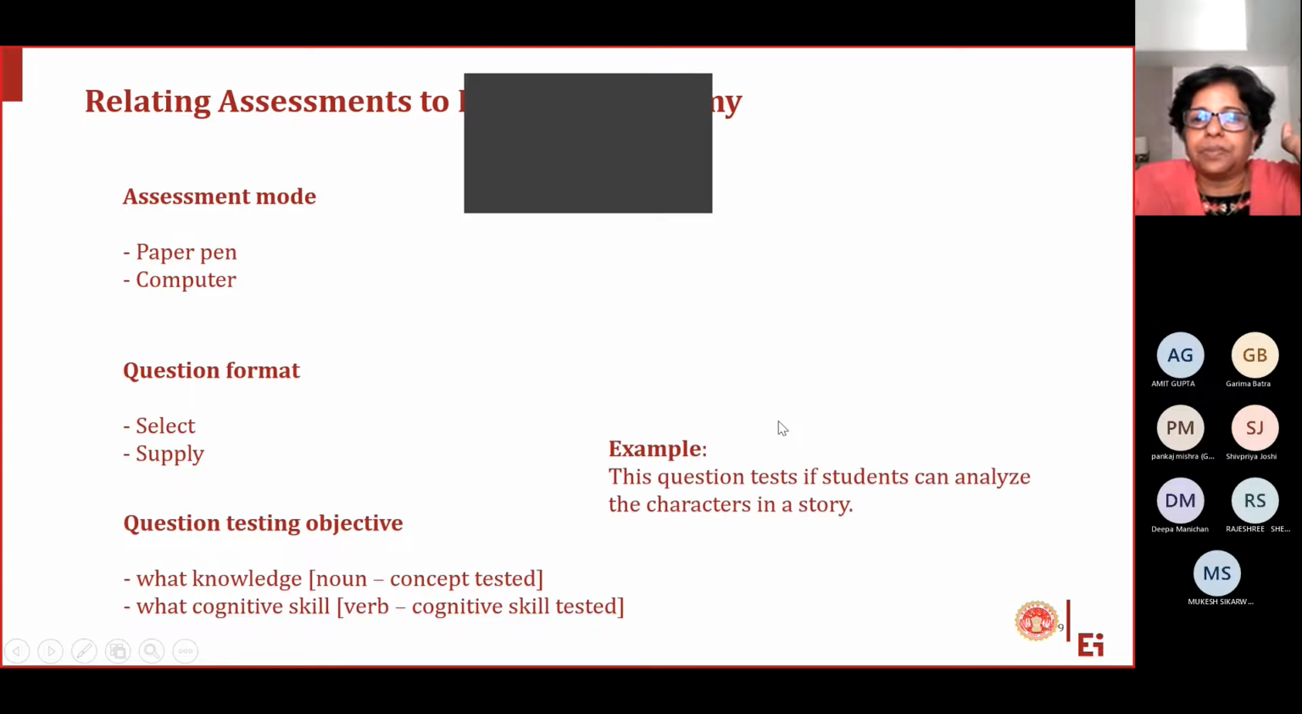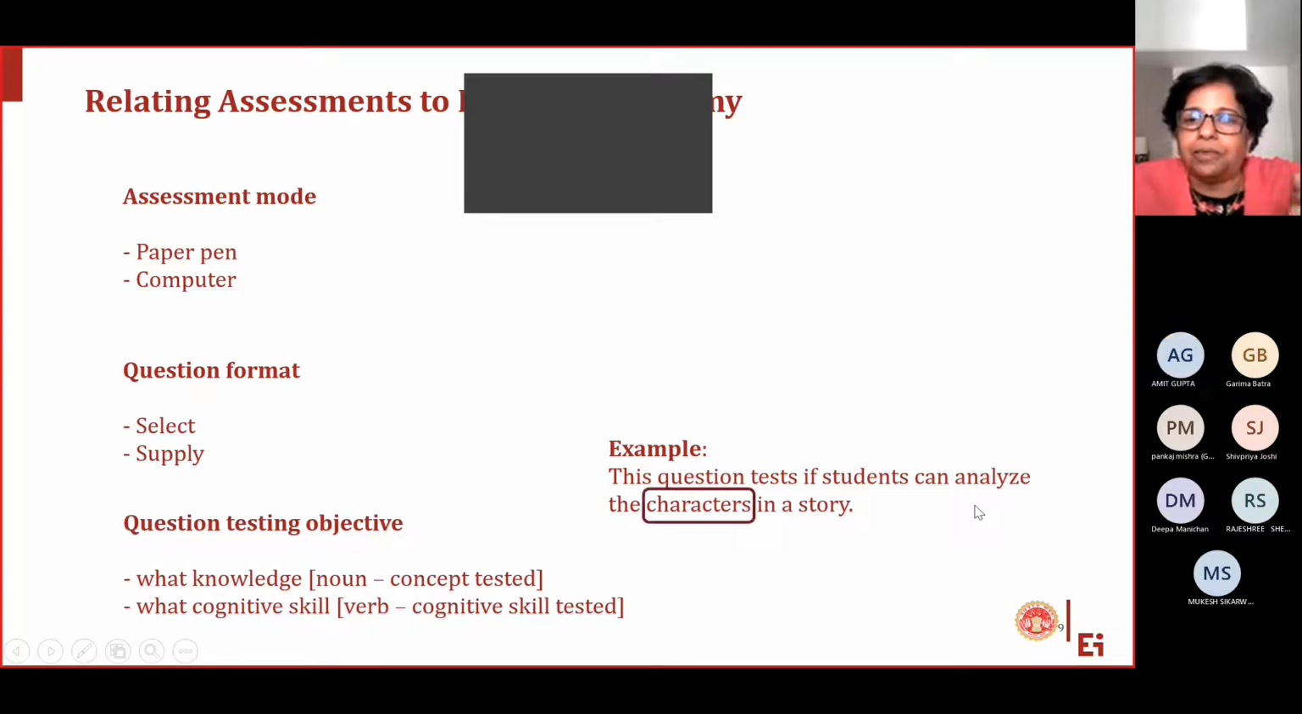Suppose you write a question and then typically you should not write a question and then make the testing objective. You should start with an objective and then make a question for that objective. So suppose you are given an objective like, this question tests if students can analyze the characters in a story. Now, if you read the objective closely, you should be able to underline the concept, the knowledge that is being tested, and the cognitive skill that is being tested.